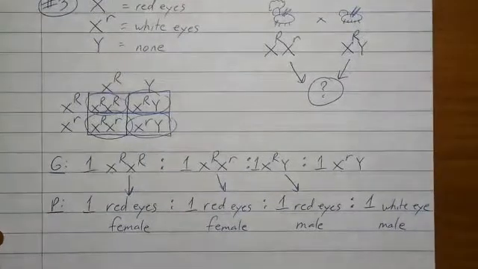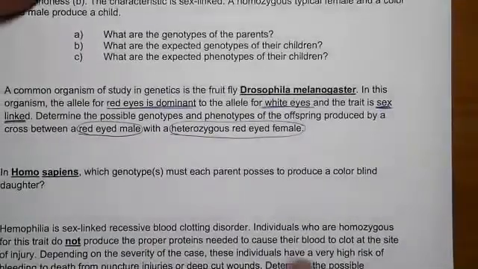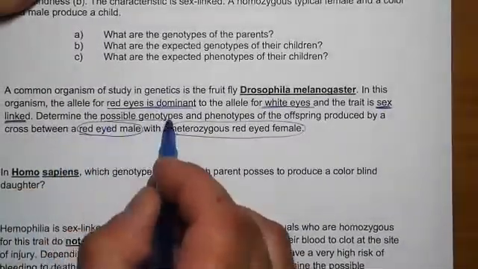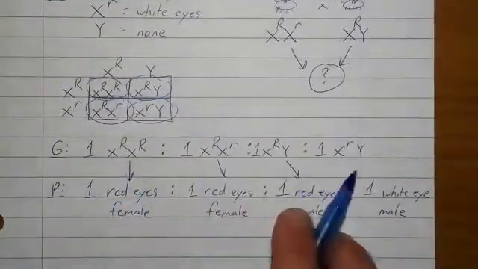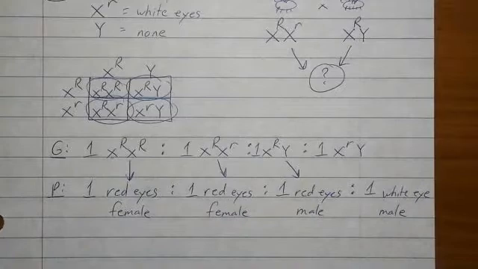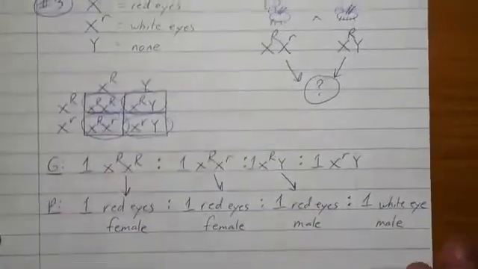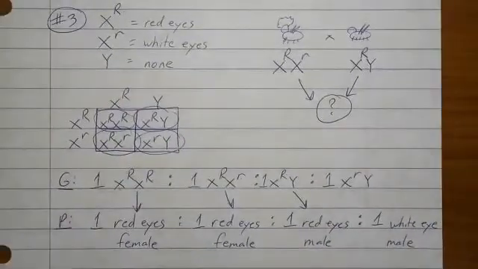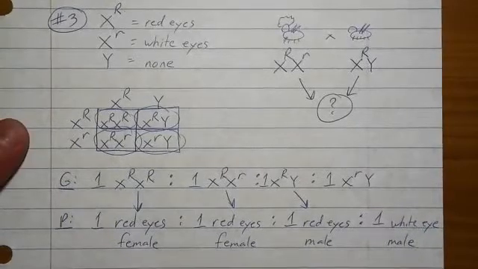Okay? So that's my information. Step 5, answer the question. What does the question ask? Determine the possible genotypes and phenotypes for the offspring. Got it. These are my genotypes. These are my phenotypes. So by doing that, I've already answered the question. Number 3 is done. That's how you do number 3. Okay. All right. Let's put a line here.